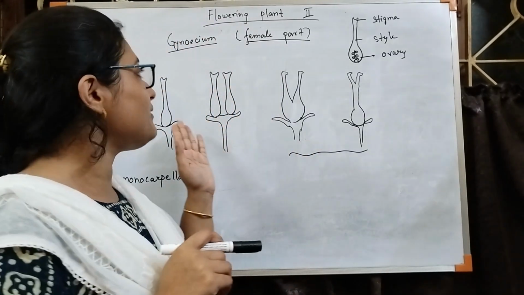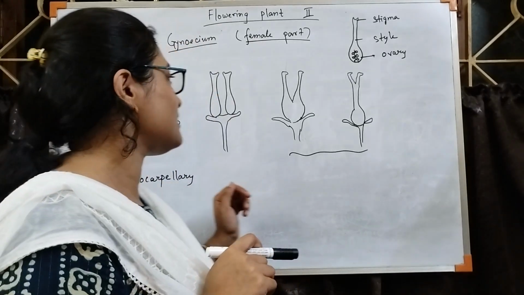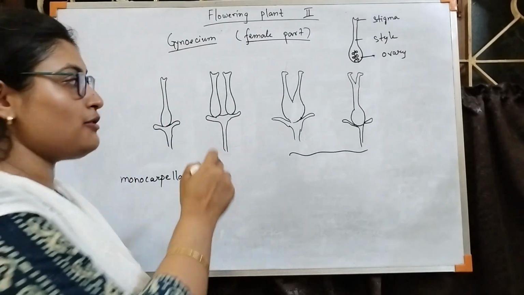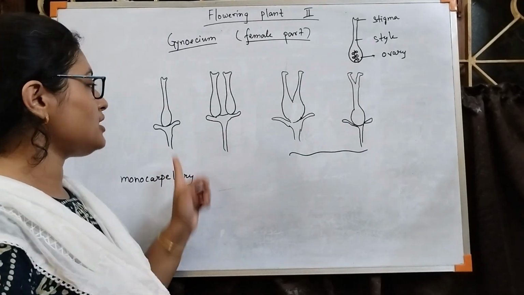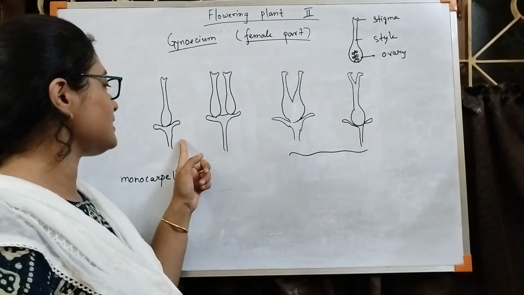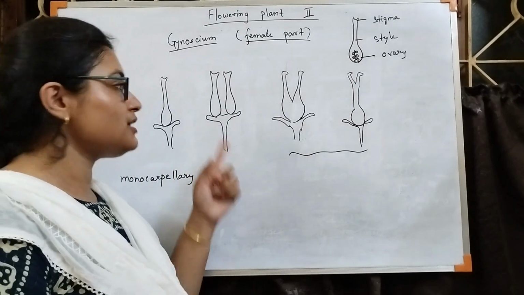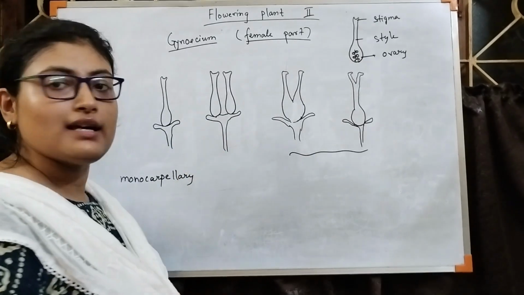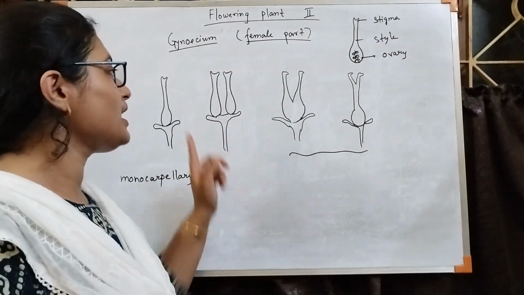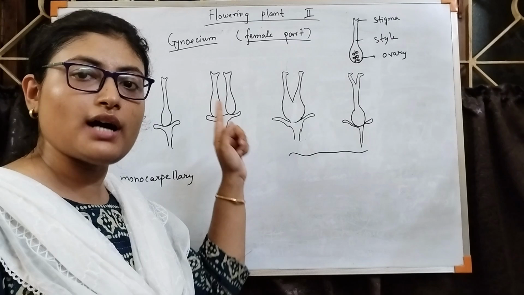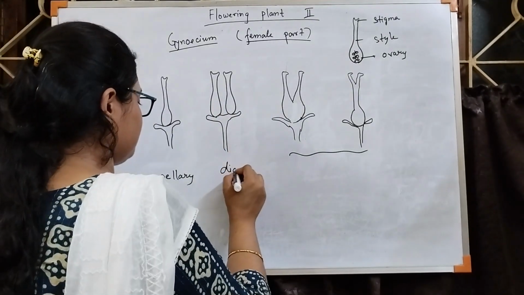Now first of all, we will know how many kinds of Gynoecium can be present in the flowers. First one is, you can see this is a typical Gynoecium and it is very much common. One carpel is present in the particular flower. So this is known as monocarpellary. Mono means one. Now here you can see clearly the two carpels are present, that is why it will be dicarpellary.